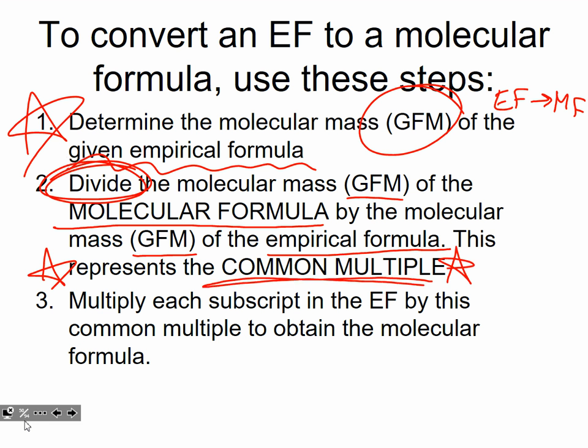This work right here, dividing the mass of the real thing by the mass of the reduced down thing, you are figuring out how many times larger the real thing is than the reduced down thing. So it will always be a larger number divided by a smaller number because you're looking for the common multiple. Once you've worked out that common multiple, apply the common multiple. Multiply each subscript in the empirical formula by the common multiple in order to get the molecular formula.